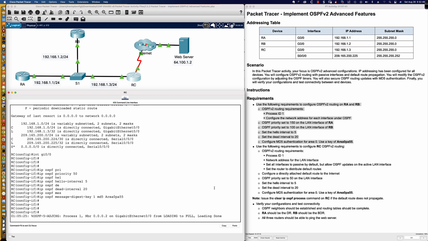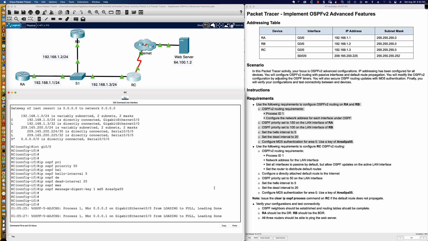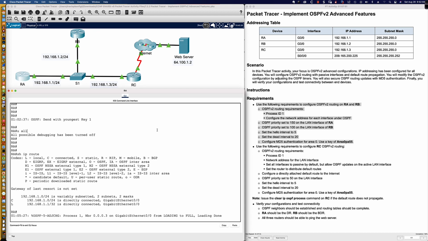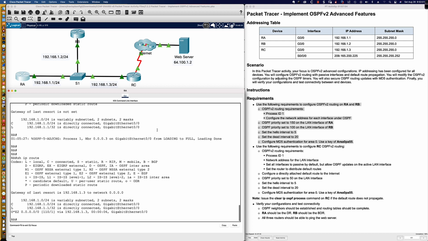Now it's saying, okay, so we don't have to issue that. Oh, wait, we have to wait and see. Maybe the default route doesn't get sent out. Router A should be the DR. So let's come over here to router A and let's take a look here now and say show ip route.